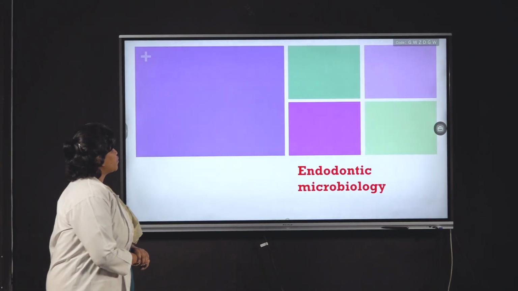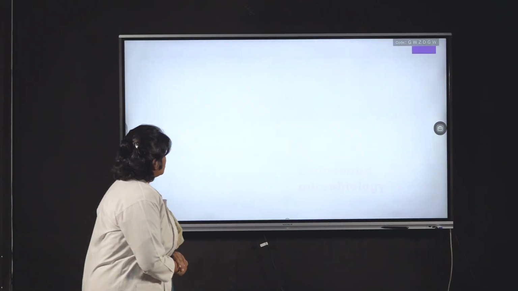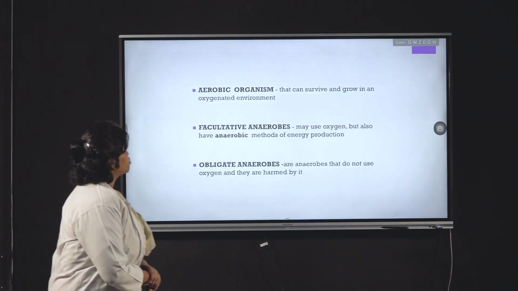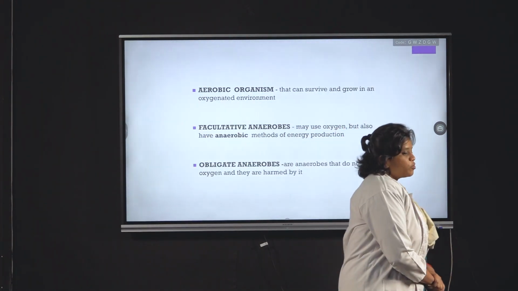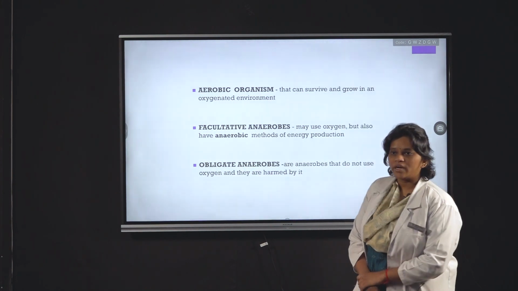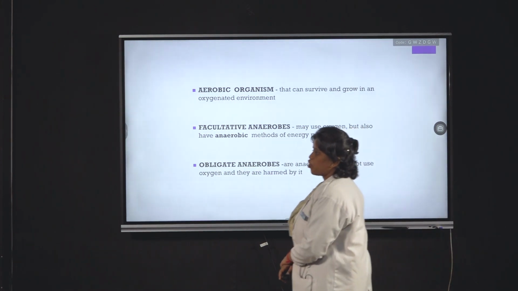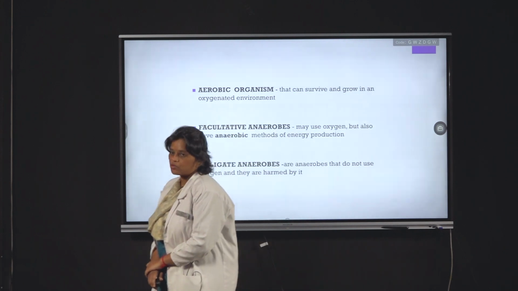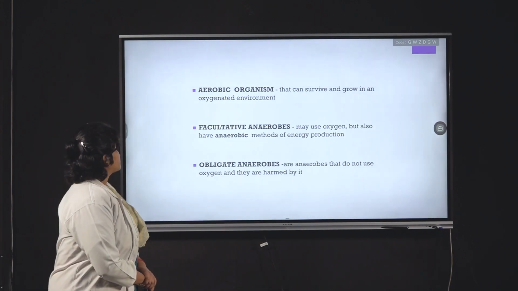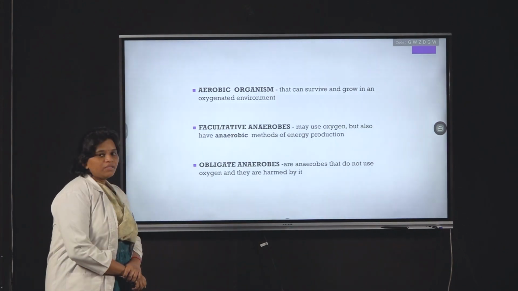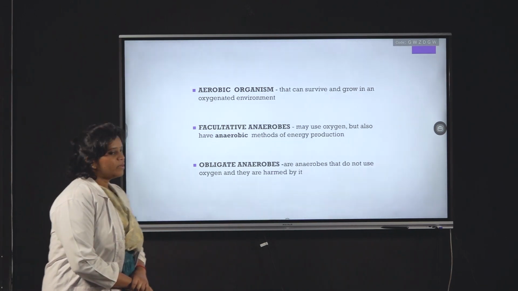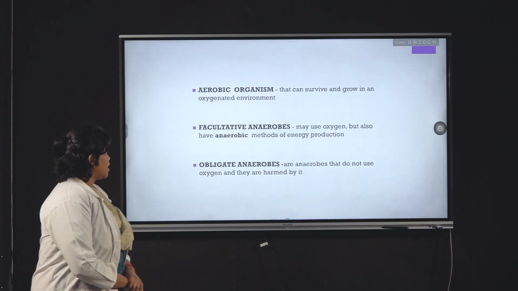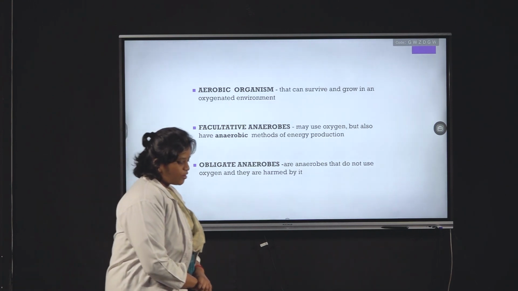So the endodontic infection, let us go into the topic. Endodontic infection is primarily caused by microorganisms. Before we understand the various types of organisms which are present, first and foremost are aerobic organisms. That means the organisms which can survive and grow in an oxygenated environment are called aerobic organisms. And then next come anaerobes.